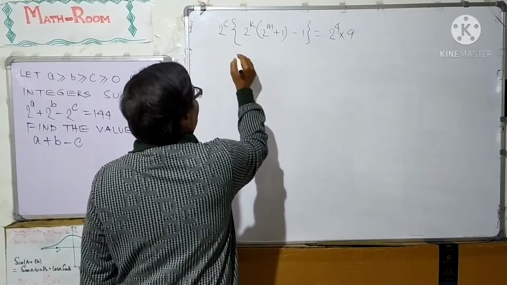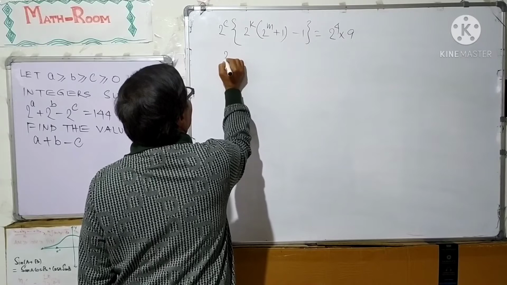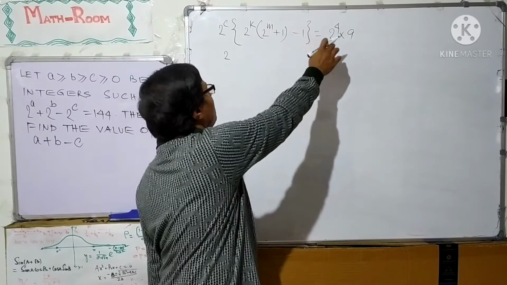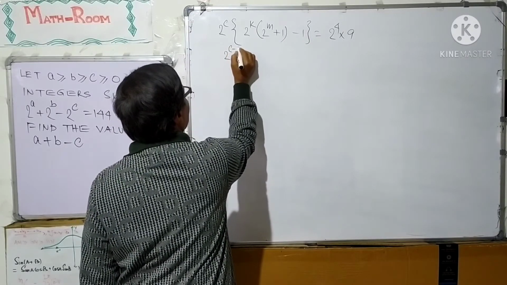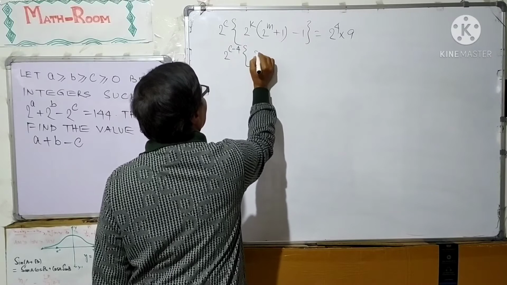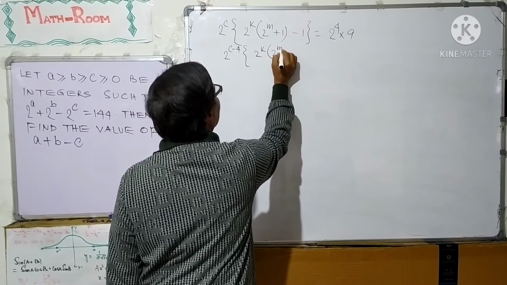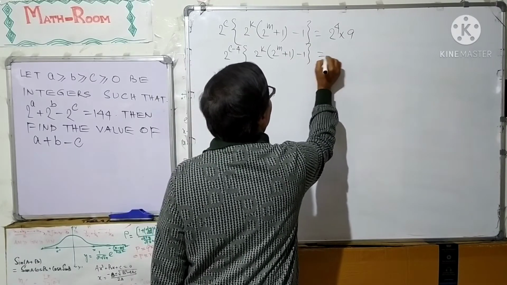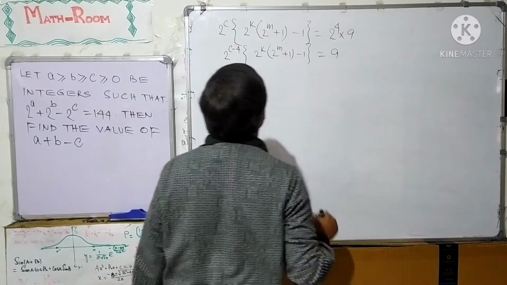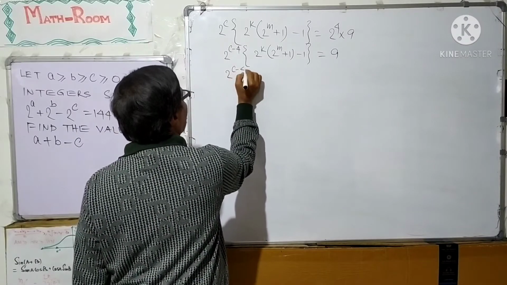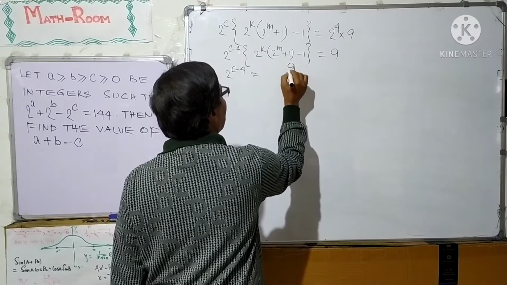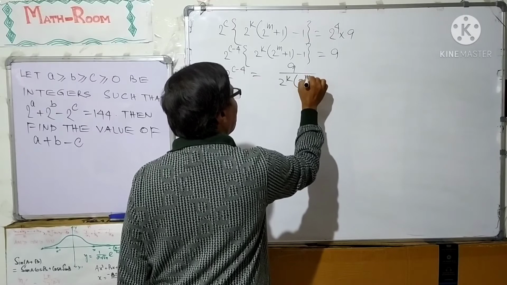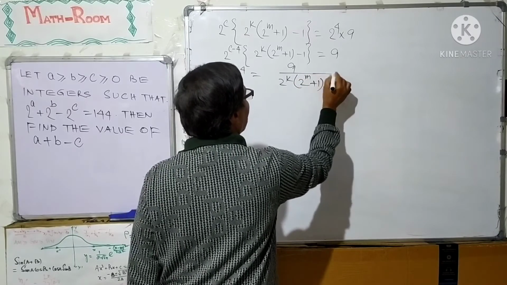Now, if we divide 2^c by 2^4, we get 2^(c−4) into (2^k (2^m + 1) − 1) equal to 9, and also this equals 9 over (2^k (2^m + 1) − 1).